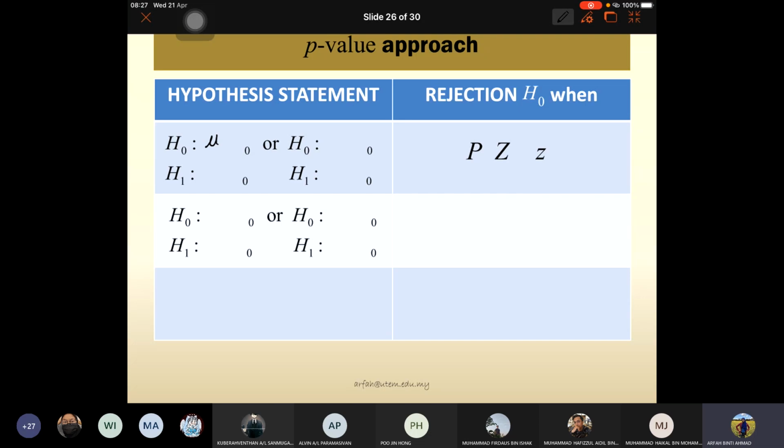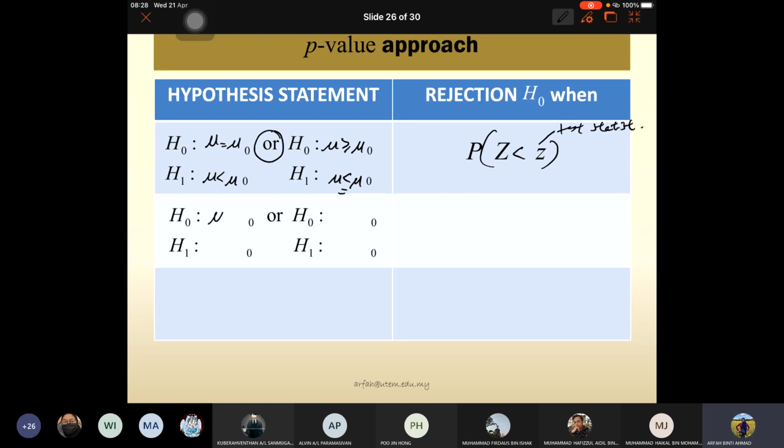So for this case, if you have the hypothesis statement that mu equal to mu naught versus mu less than mu naught, or kita tulis mean populasi lebih besar daripada mu naught and mu less than mu naught. So if you have less sign, so p-value rejection region, probability of Z less than Z. Z here is your test statistic. So kita akan dapatkan nilai probability yang Z adalah lebih kecil daripada nilai test statistik.